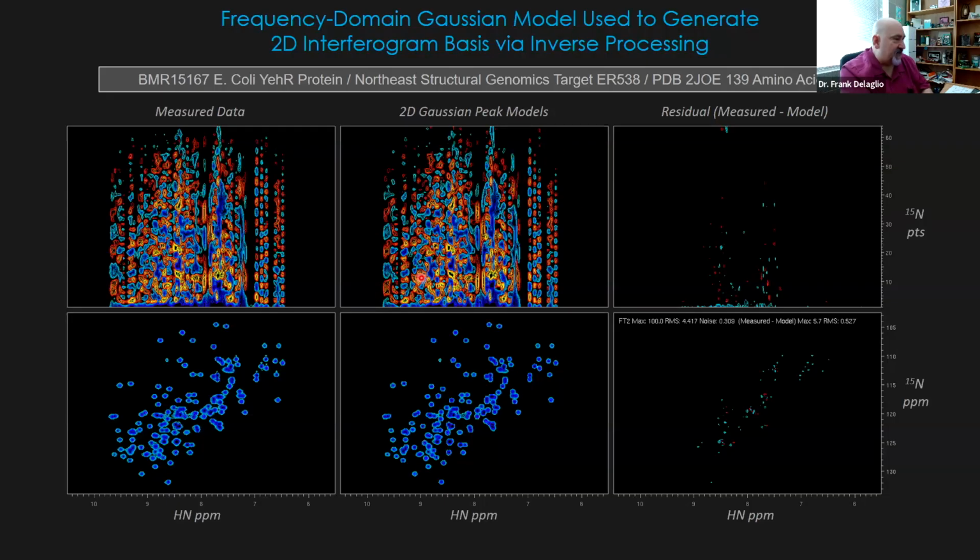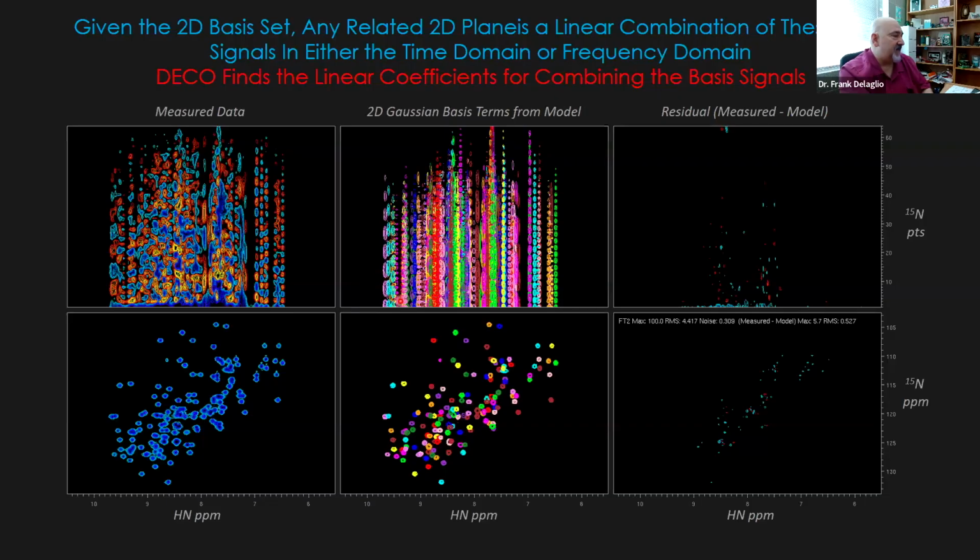We can consider all the signals in this interferogram separately. So in the same way that we know that any 2D plane we want to analyze is a linear combination of all of these signals in the basis set, the interferogram is also a linear combination of signals. But in this case, the basis set is expressed as a spectrum. In this case, it's expressed as an interferogram. But in both of these cases, when we extract linear coefficients, we get the same values, whether our basis set is a spectrum or it is an interferogram.